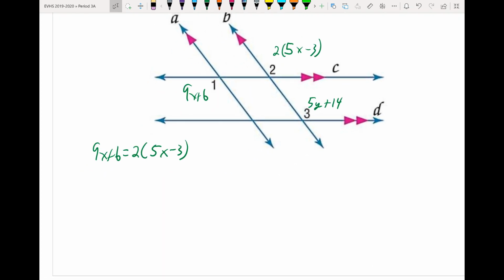All right, now let's start simplifying. Distributing the 2 gives me 10x minus 6. Numbers on one side, variables on the other. Subtract 9x from 10x gives me x. 6, I'm sorry, add 6 here. 6 plus 6 is 12. All right, easy enough.